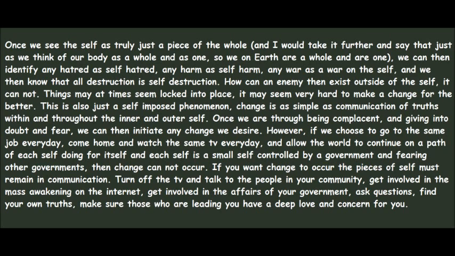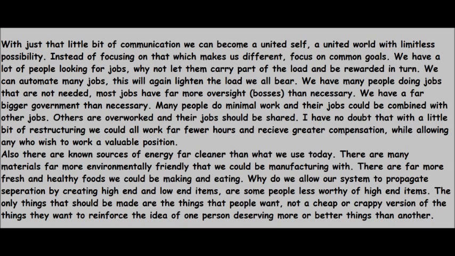Turn off the TV and talk to the people in your community. Get involved in the mass awakening on the internet. Get involved in the affairs of your government. Ask questions. Find your own truths. Make sure those who are leading you have a deep love and concern for you. With just that little bit of communication, we can become a united self, a united world with limitless possibility.